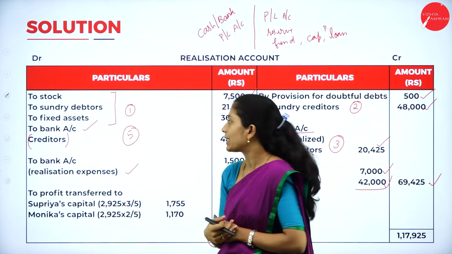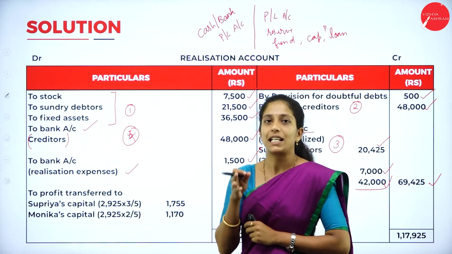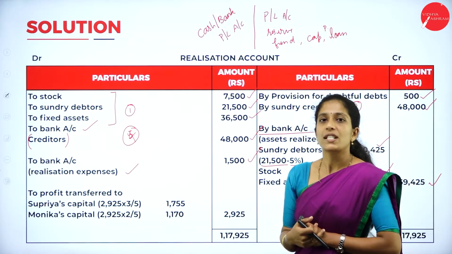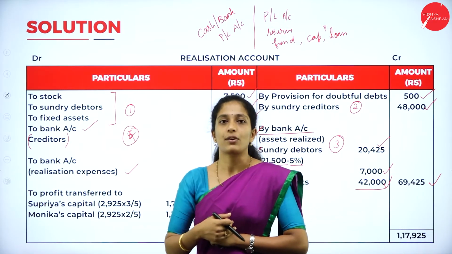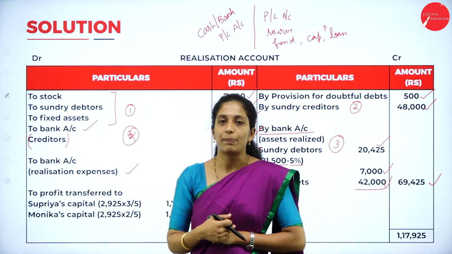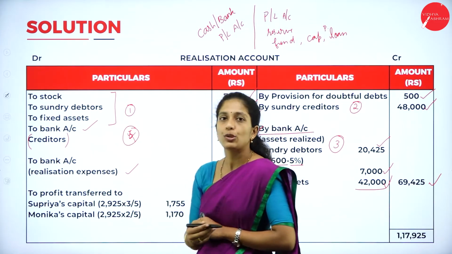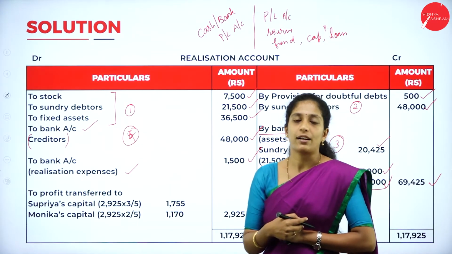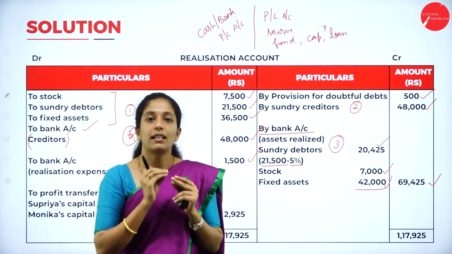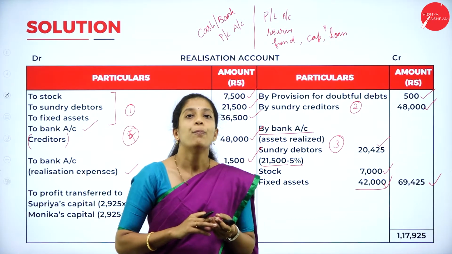Next our fourth step is liability paid off. So this is a fourth step, that is liability paid off, and we have recorded there was only one liability, that is creditors, and the creditors was paid in full. How much? 48,000. Next, fifth step is asset taken over, but in this problem there was no asset which is been taken over by the partner. And a sixth step is liability taken over. There was no liability which is taken over by the partner, so no need to record. Next, seventh step is realization expenses. So we have to record it as to bank account realization expenses 1,500 what they have given in the adjustment. Next, what you have to do, we have to balance both the side, and the balancing figure will be either realization profit or realization loss, which has to be transferred to partners capital account in their profit sharing ratio.